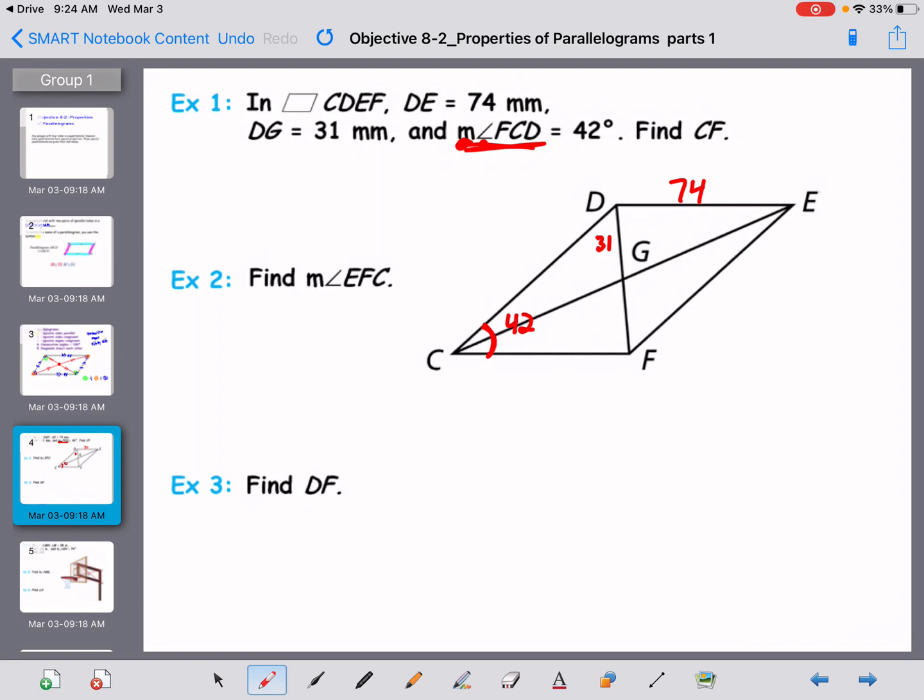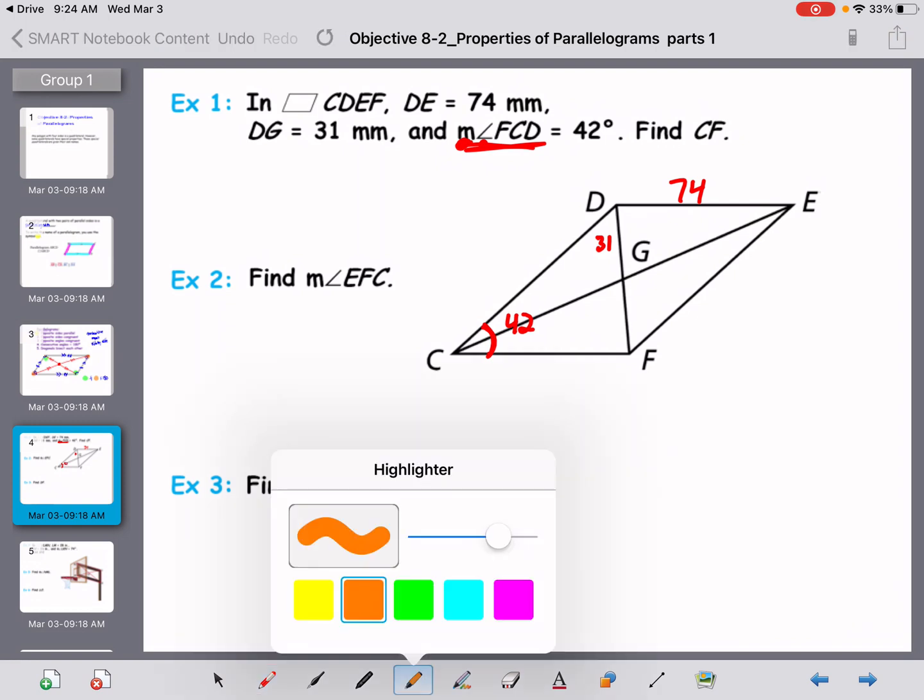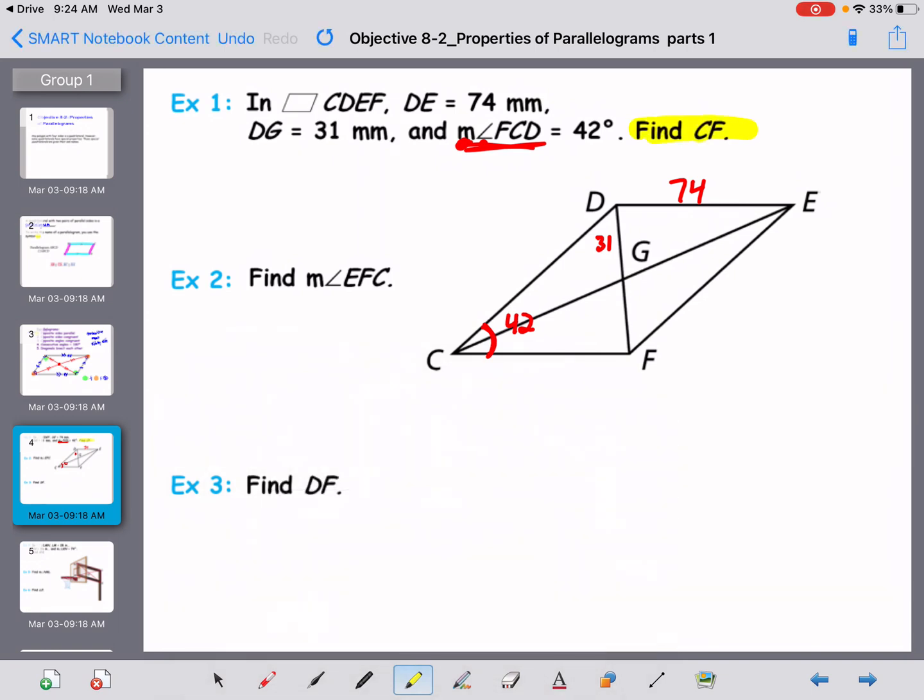And now it wants me to find three things. I've got to find CF, the measure of EFC, and DF. So, CF. CF is opposite DE. So that means, by definition, DE and CF are congruent. So CF would be 74 degrees.